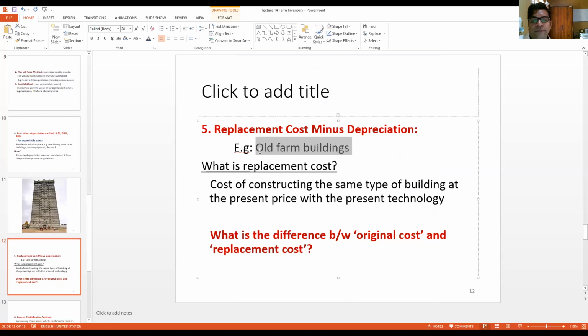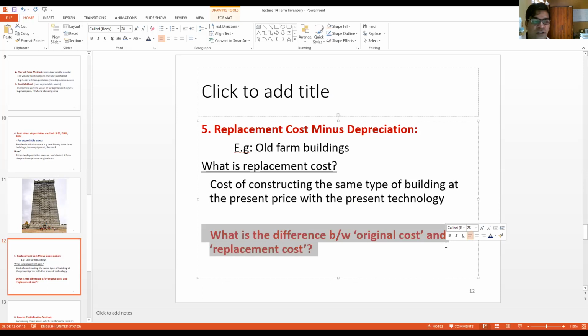For any old building, the cost of constructing the same type of building at the present price with the present technology is called replacement cost. So replacement cost is nothing but the cost when you have to construct any old structure using the present level of technology and at the present price level. So we should find out the replacement cost, and then we can find out depreciation using the methods which you have seen. So replacement cost minus depreciation will give you the valuation of old farm buildings. Now you should be telling me what is the difference between original cost and replacement cost. I think you should be getting this now, right?